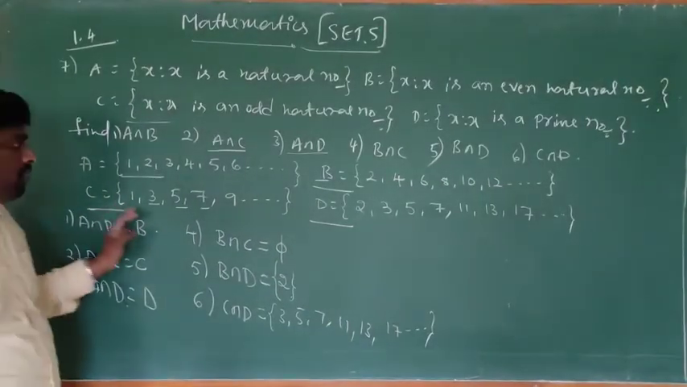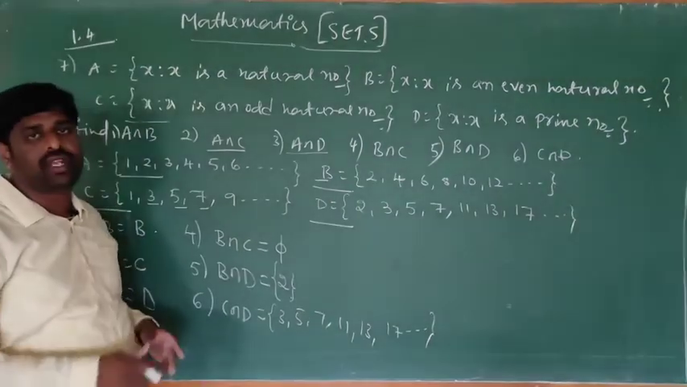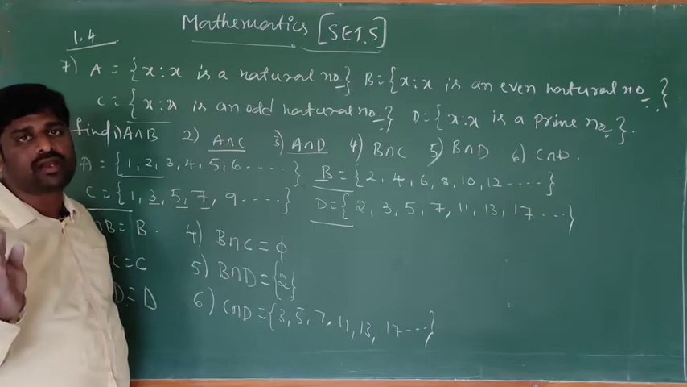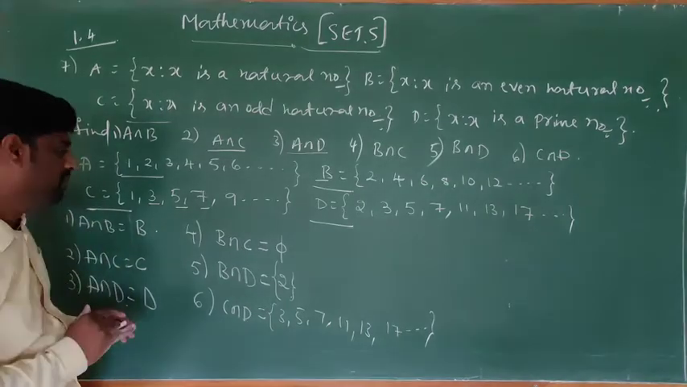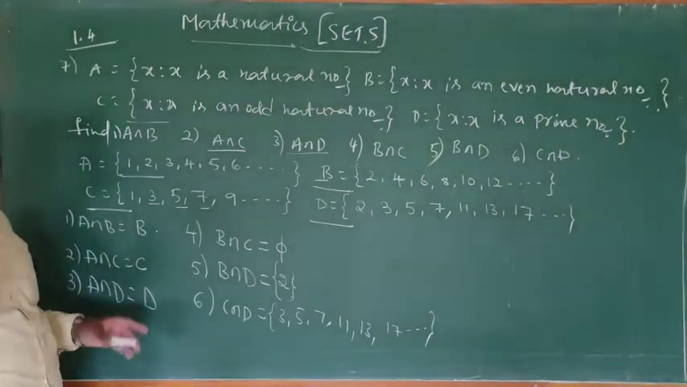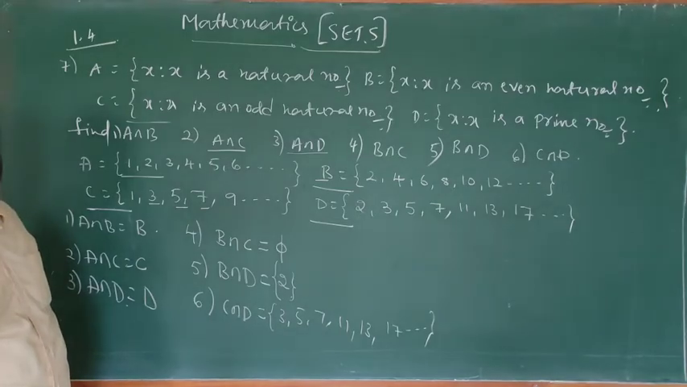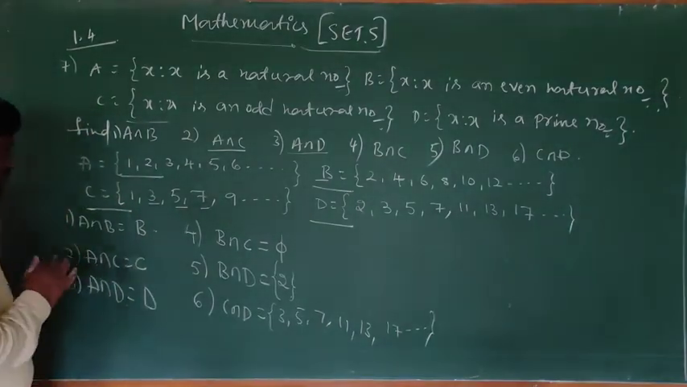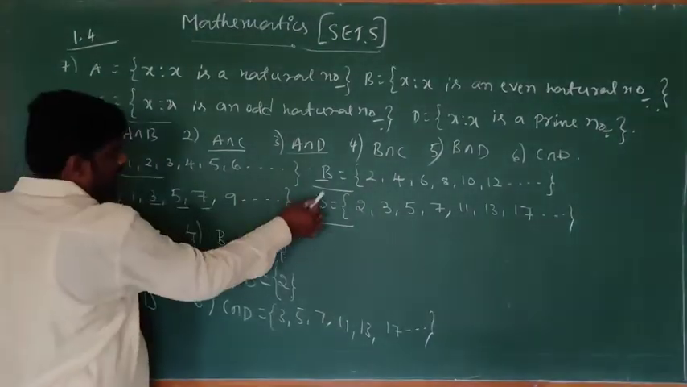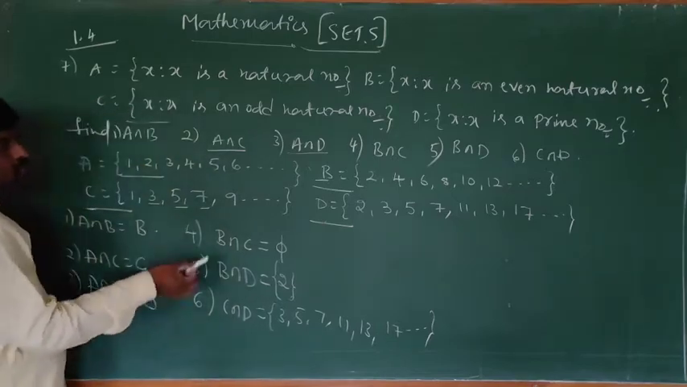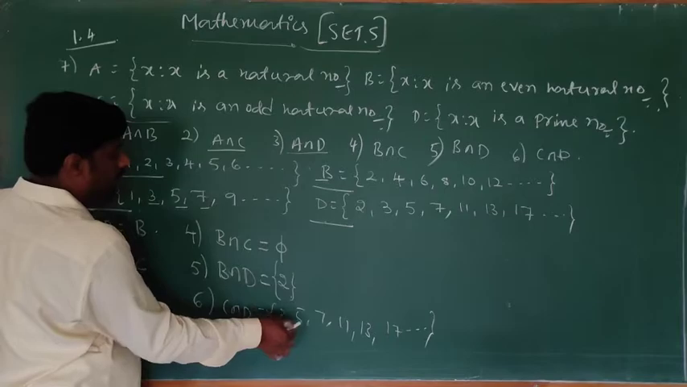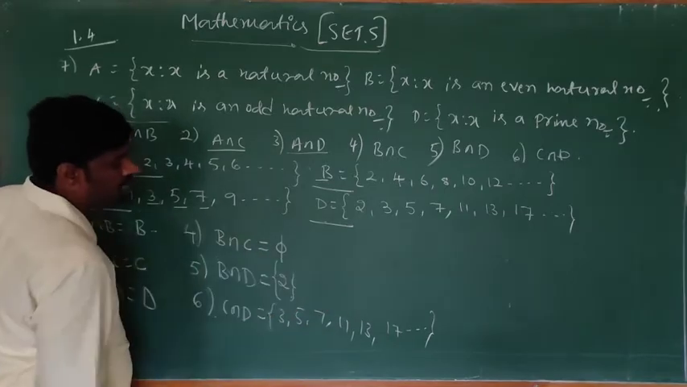Already I told, any intersection of any two sets is null, those sets are disjoint sets. If any two sets' intersection is not equal to null, that is, the intersection of two sets are overlapping sets. So B intersection D is equal to 2, that is the only one even prime. C intersection D is 3, 5, 7, 11, 13, 17, and so on.